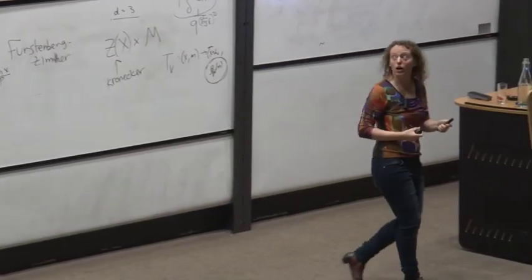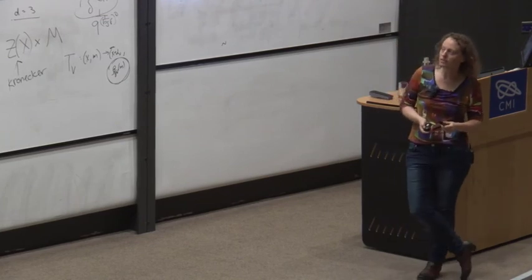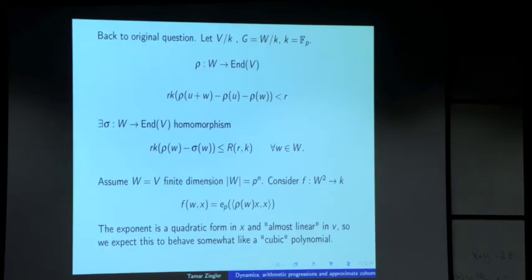Okay, so I look at this function, and why do I expect to get something good out of it? Well, if I fix w, this is a quadratic form. So already I have some quadratic behavior. That's true polynomial behavior. That's very encouraging.